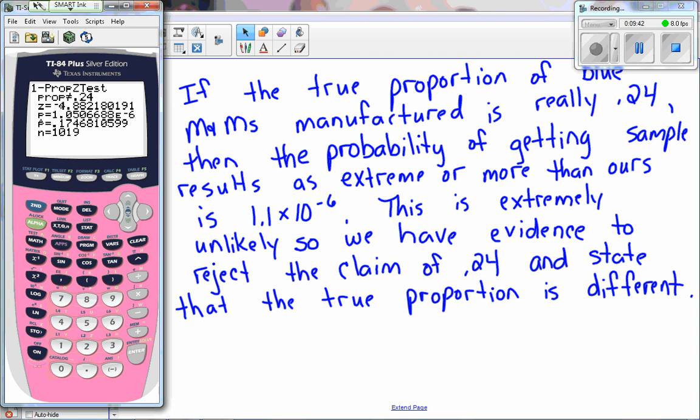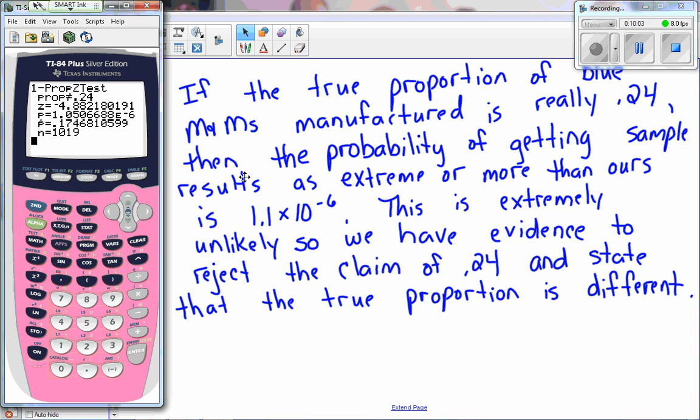So notice it gives me my z-score. See this p-value, right? This is the p-value, 1.05 times 10 to the negative 6. That corresponds to what we got, other than rounding. It gives me my p-hat value that was my sample proportion, and it tells me my value of n.